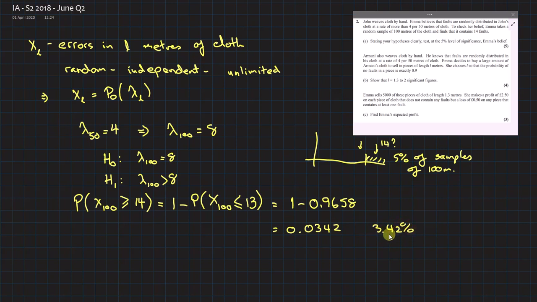3.42% is in the critical region, therefore would actually lead to an error. So this 3.42 is in the critical region, which I forgot to note on my diagram. This is the critical region. So 3.42% in the critical region. If it's in the critical region, there is evidence to reject H0.